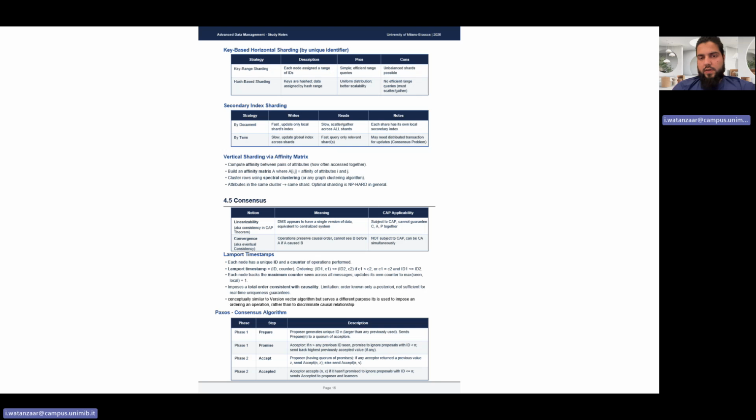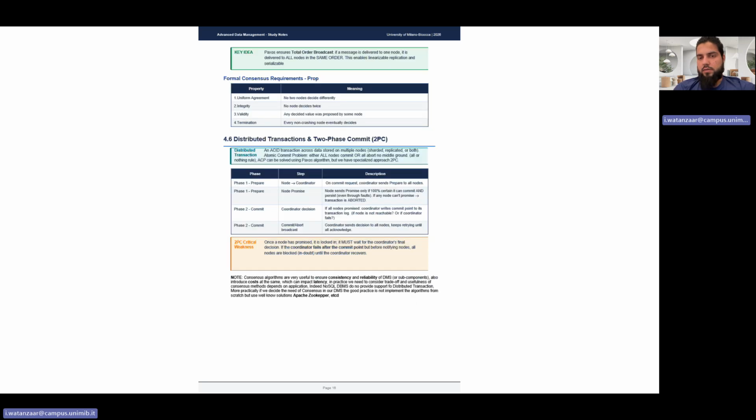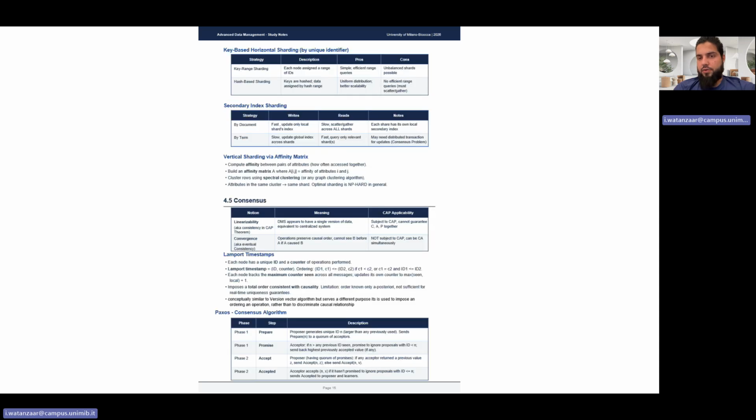Okay. As we said that we will be discussing the affinity matrix, we have seen before this here. Vertical sharding is less common, so they use an affinity matrix for clustering. So far we were discussing horizontal sharding: partitioning by a unique identifier and secondary index sharding. In the unique identifier, we discussed key range sharding and hash-based sharding. In the index sharding, we discussed by documents and by term.